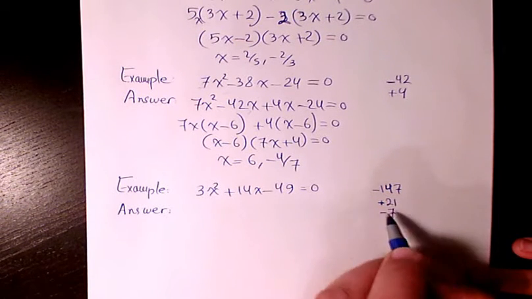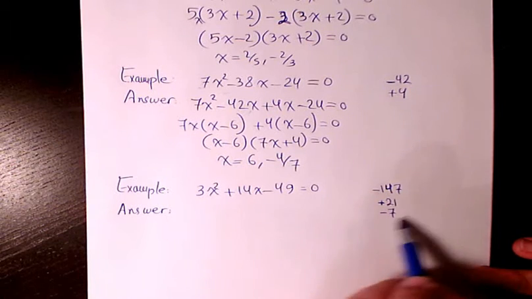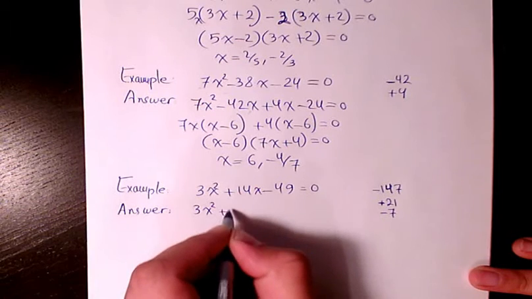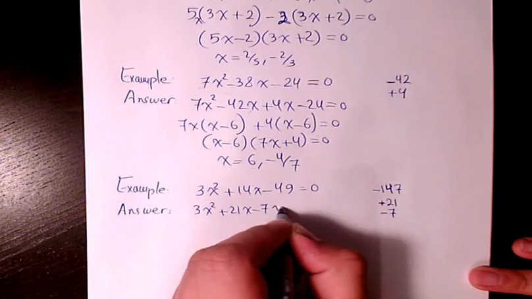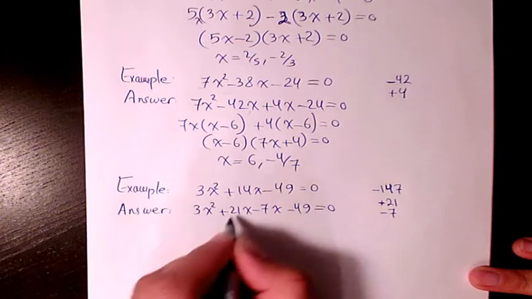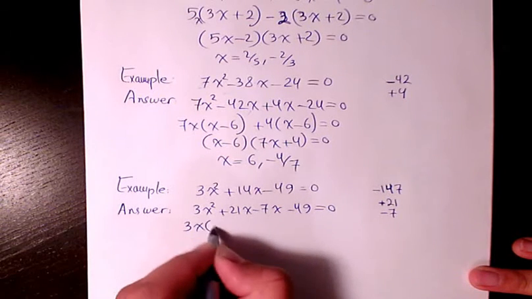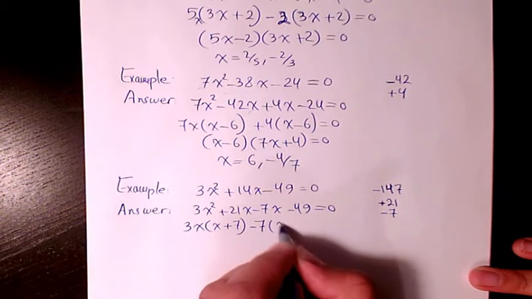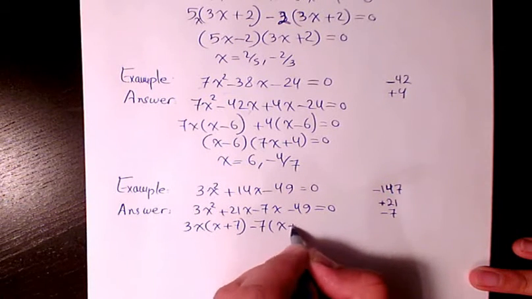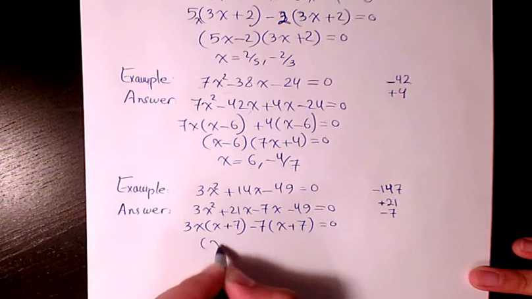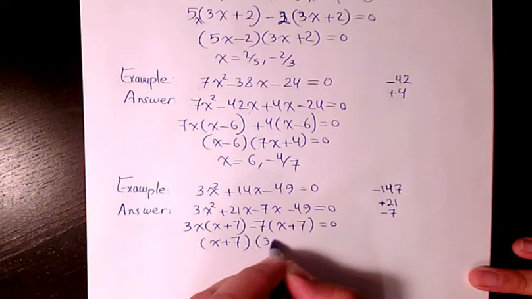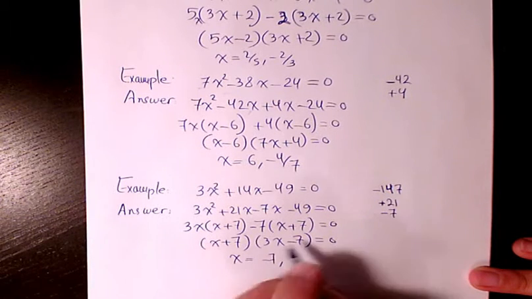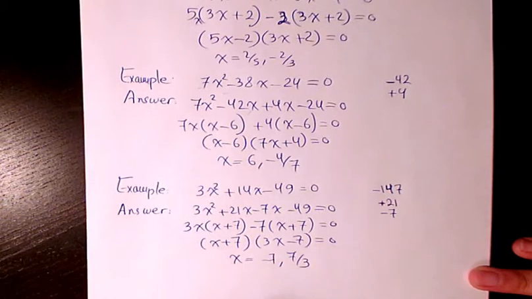When you multiply them, it's going to give you negative 147, and when you add them, it's going to give you positive 14. So we have 3x squared plus 21x minus 7x minus 49 equals 0. Then I can factor here 3x, x plus 7, minus 7. I factor 7, it's going to be x plus 7 equals 0. So we have x plus 7 times 3x minus 7 equals 0. So x, one of them is going to be negative 7. The other one is going to be 7 over 3.